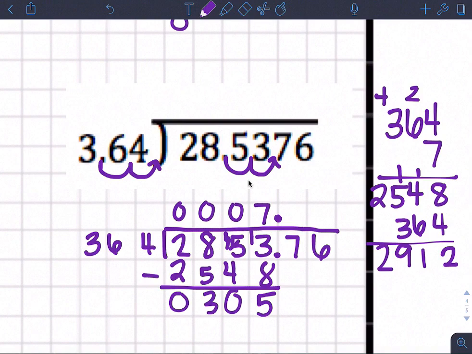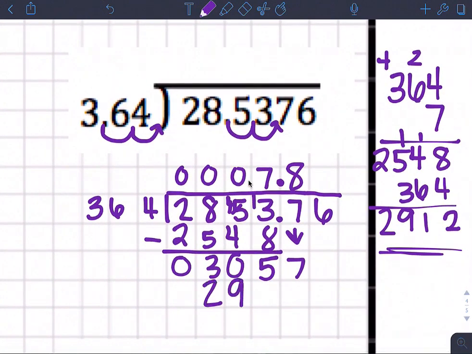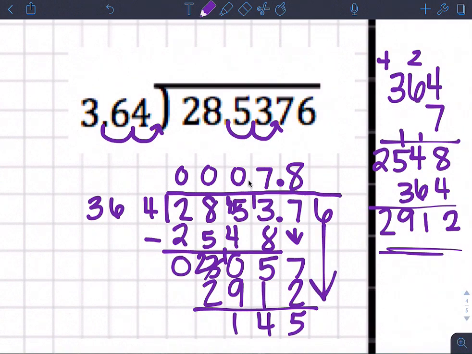All right. Now I'm going to bring down my 7. Does 364 go into 3,057? Yes, it does. I know that 364 times 8 is 2,912, and I know I can't add another 364, so it goes in 8 times. And I'm going to subtract my 2,912. And I'm left with 145.